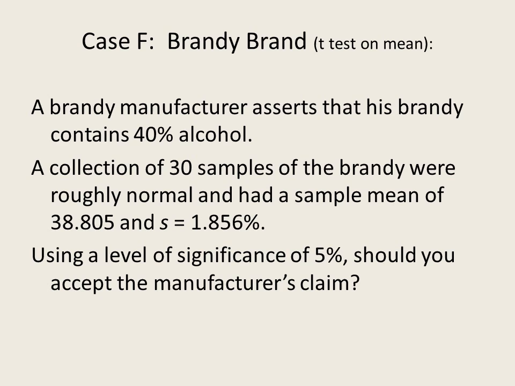One of the first cases that I wanted to include as part of the notes is one where I have a lot of the details worked out as I move through this step by step. Suppose a brandy manufacturer asserts that his brandy contains 40% alcohol. A collection of 30 samples of the brandy were collected, and we find that they were more or less normally distributed when we looked at the percent alcohol in each of those 30 samples, and we had a sample mean of 38.805 and a sample standard deviation S equals 1.856%. We decide to use a 5% level of significance and want to decide, should we accept the manufacturer's claim that the brandy contains 40% alcohol?